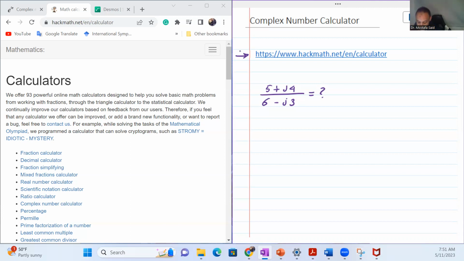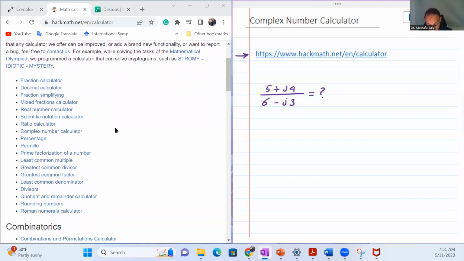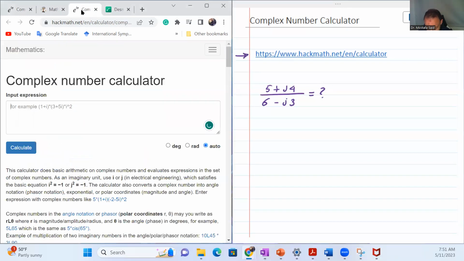The website is hackmath.net. This website has many calculators, and the one that we're gonna use today is the complex number calculator. But before that, I'm gonna do it first manually in the normal way, and then confirm what we get manually by looking at this online calculator.